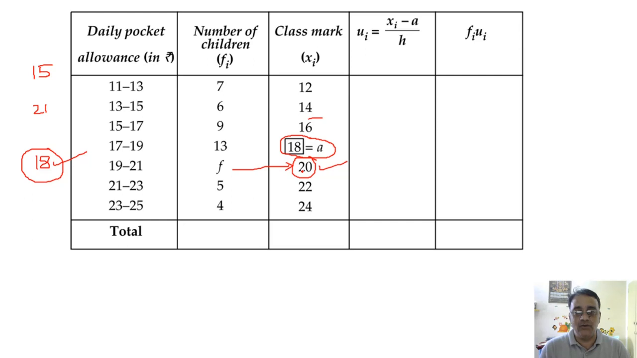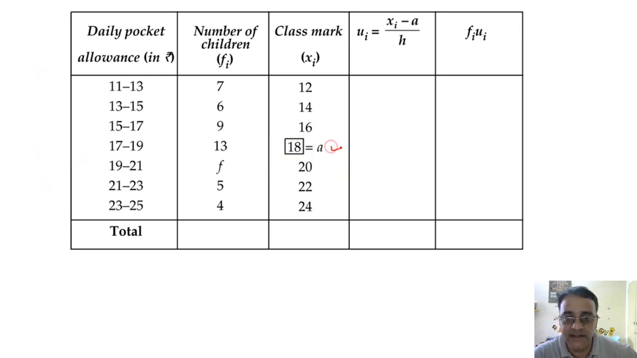First priority, if the given mean is a number in the class mark column, you have to take it as the assumed mean. The second priority is that the number corresponding to the missing frequency, that you have to take. Okay, fine. Now we have taken 18, so here we will write 0. Then 1, 2, 3, and on the upper side negative values -1, -2, -3.